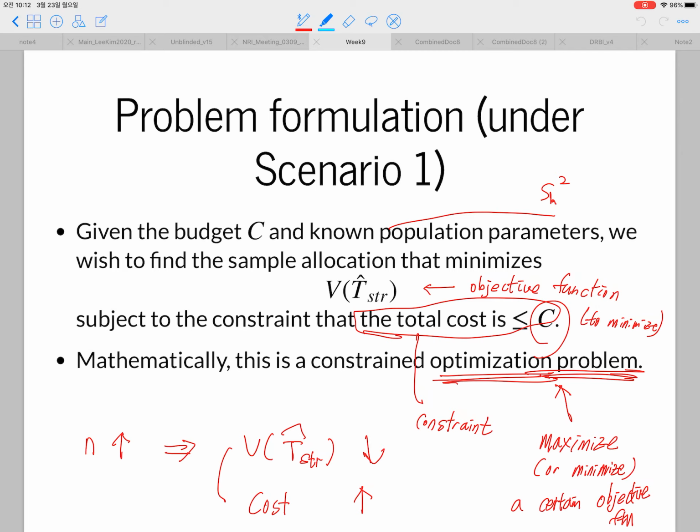Now, let's first consider scenario 1. The problem is to find the sample allocation that minimizes the variance of t hat str, the unbiased estimator of the population total under stratified random sampling, subject to the constraint that the total cost is less than the given budget. It can be formulated as a purely mathematical problem, and in mathematics, it is called the constrained optimization problem.